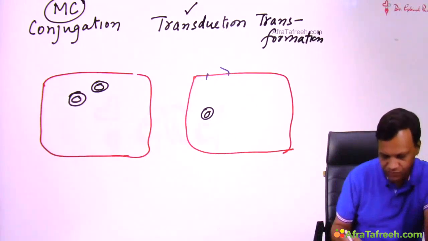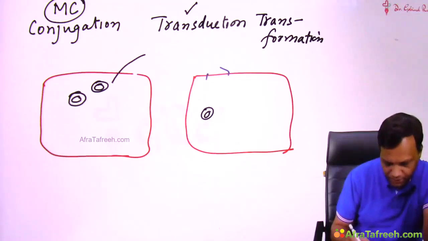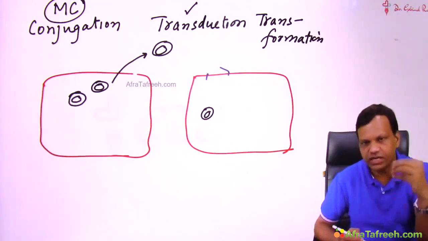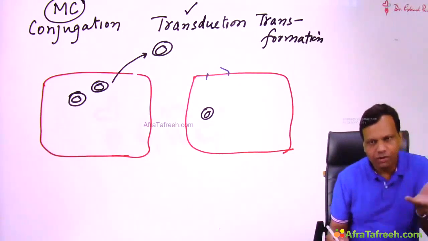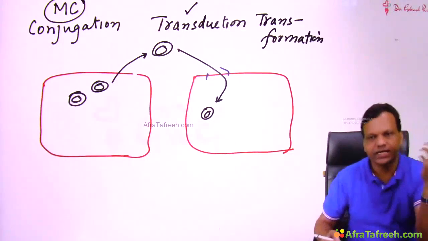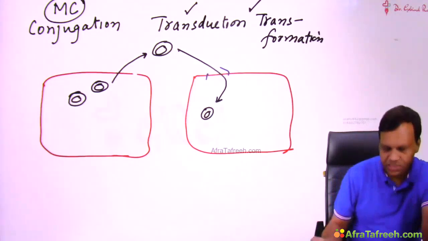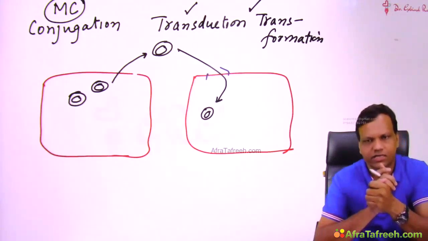Then the third one, transformation. What happens in transformation is that a bacteria which has a resistance gene, by mistake loses its gene in the environment. So this is free environmental DNA, and another bacteria, roaming about, finds that free DNA is present, takes up that DNA, and also becomes resistant. So when the resistance gene is transmitted through free environmental DNA, it is called transformation.